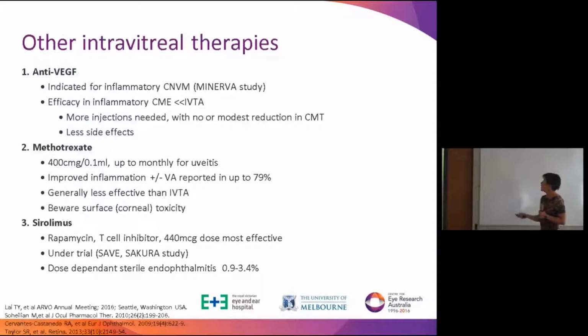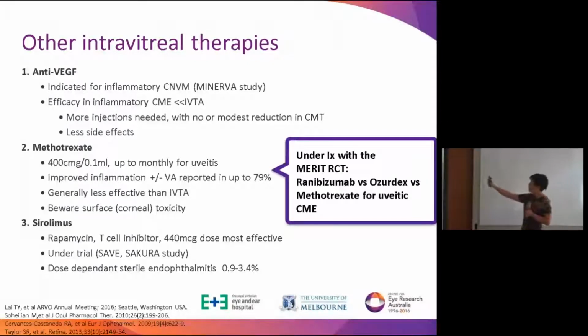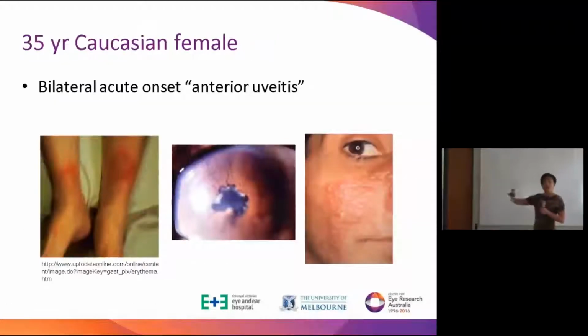All right, there are other intravitreal therapies, anti-VEGF, methotrexate, sirolimus for non-infectious uveitis and cystoid macular edema. Now, the first two, the anti-VEGF and methotrexate, are currently under trial, for which my centre's part of, comparing ranibizumab, Ozurdex and methotrexate for the treatment of uveitic macular edema. So that trial's still ongoing. We'll have some results to you hopefully in the next couple of years. So I'm going to leave injected therapies to the side here and now go on to systemic therapies.